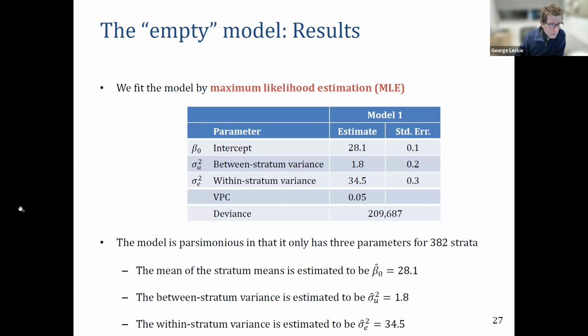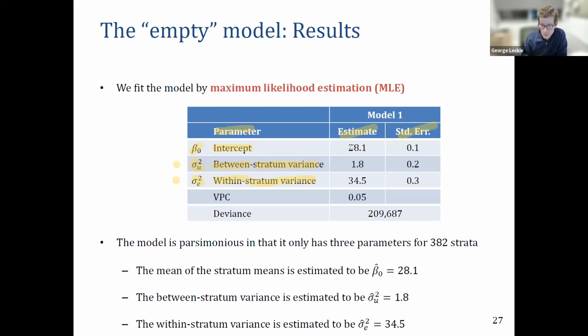So this model one, what we can see here is a table of results. We have the different parameters: beta 0, the intercept, giving you the overall average BMI. We have sigma u squared and sigma e squared. Those were the between and within stratum variance. This is decomposing the individual heterogeneity into how much of it is between the means and how much of it is between the individuals in each stratum. So you have point estimates and standard errors here as well.